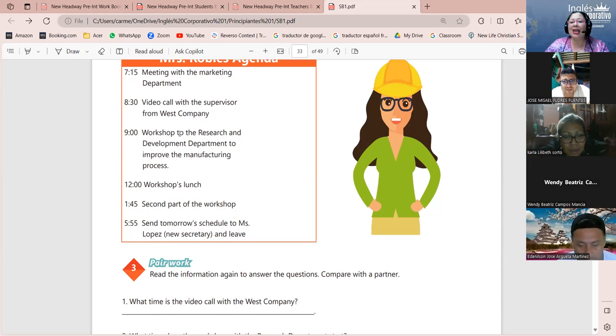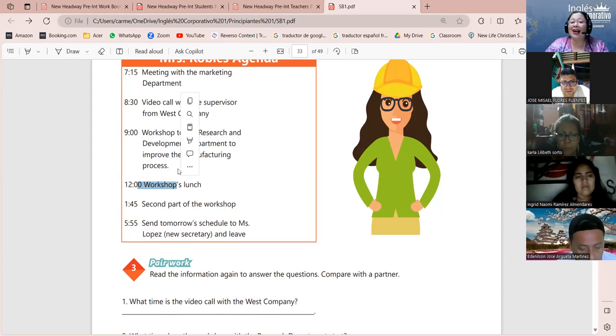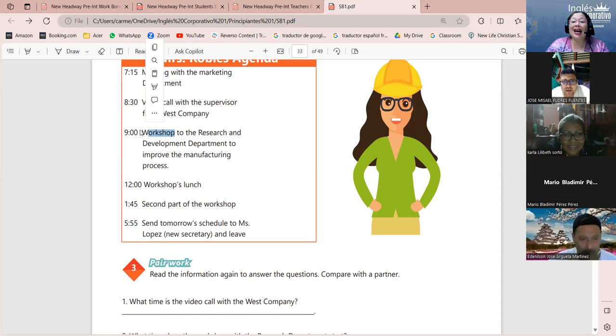Workshop. ¿Qué dijimos que era workshop? No nos acordamos. Lo acabamos de decir. ¿Qué significa? Workshop. Aprendizaje en la. Aprendizaje.